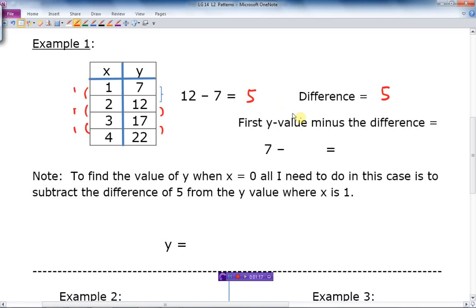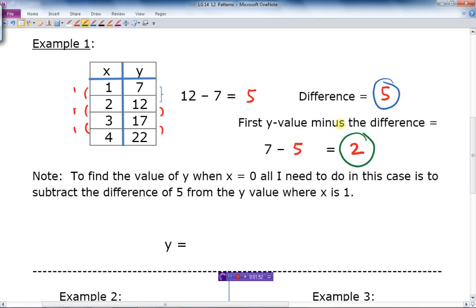Now what we need to do is find when x equals 0. When x equals 0, that's one step backwards. We've been adding 5 to go to 2, 3, and 4. So to go to 0, we need to subtract 5. Just one group of 5. So it's just taking one step down to 0, and that gives us 2. Those two numbers are the key numbers we need to use to write our equation.